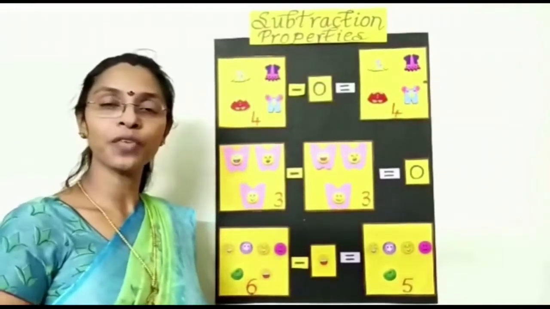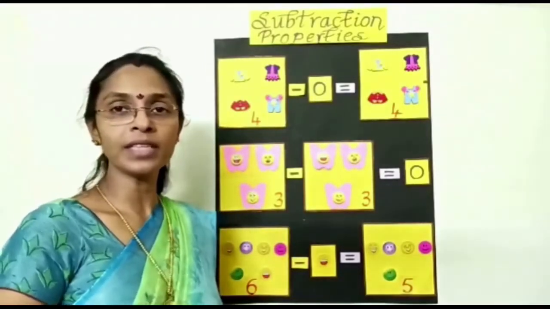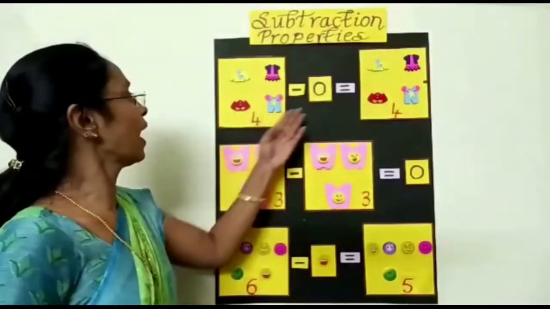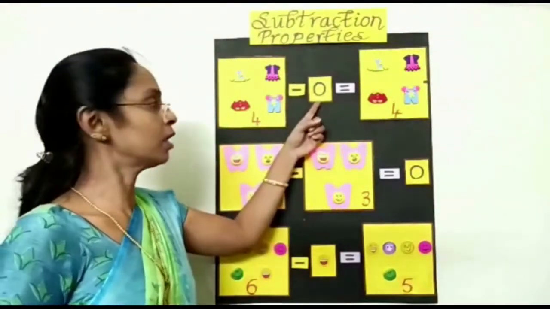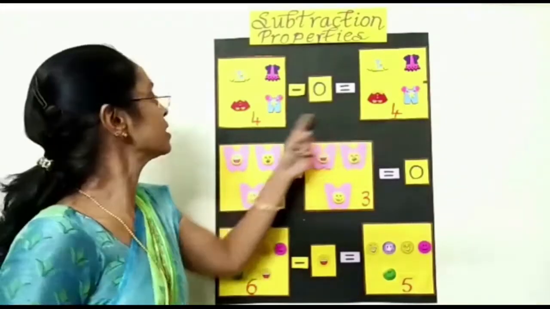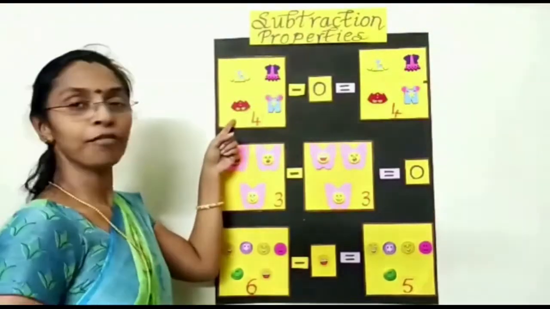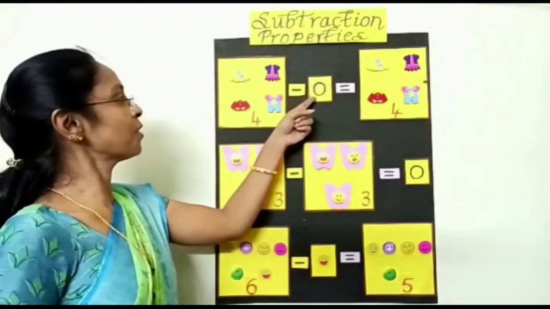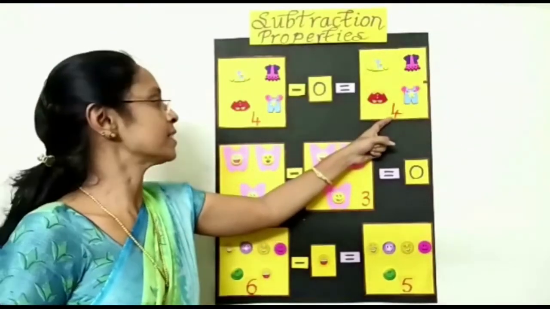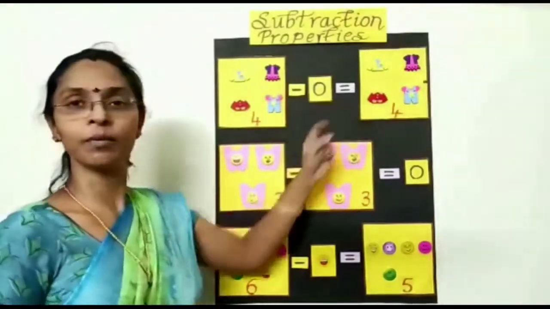Let us quickly recollect the properties of subtraction. What did we see in the first property? Yes, when we subtract 0 from a number, we get the number itself as the difference. Have you seen here? How many are there here? Here you find 4 dresses and I subtracted 0. How many dresses were remaining? Yes, all the 4 were remaining. So 4 minus 0 is 4.